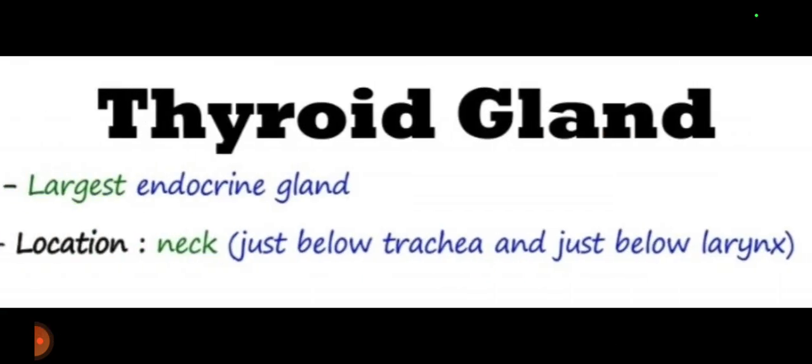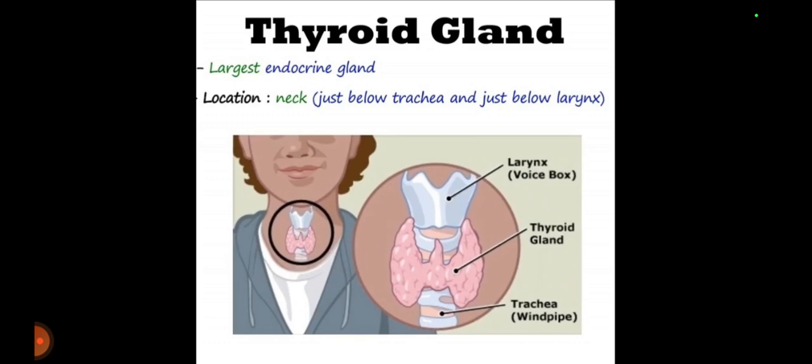The second is the thyroid gland. The thyroid gland is the largest endocrine gland. It is located in the neck region. You can see here in the photo.